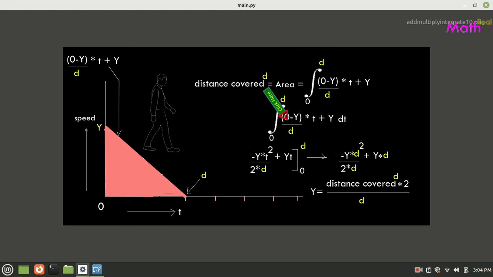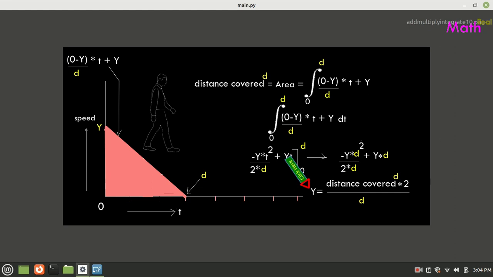Then we integrate. So t becomes t square by 2, and here there is no variable, so that will become yt, and from 0 to d, it becomes yd square by 2d plus yd. So we can just calculate, and y would become distance covered into 2 by d. So if I know the distance covered, I know how long he walked, then the person started at the speed of y. So y is distance covered into 2 by d.